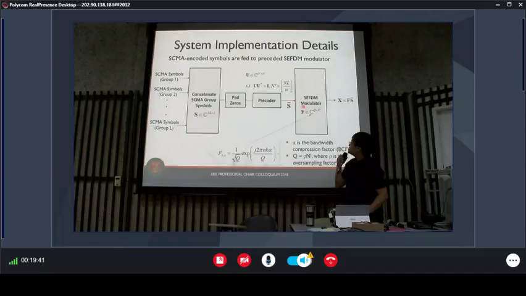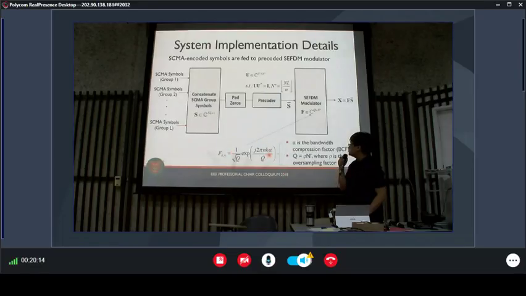Now, the elements of this matrix F are denoted by this expression. The kth row and the nth column of this matrix F is given by 1 over square root of Q times e to the j 2 pi n k alpha over Q. This has some similarities with the inverse discrete Fourier transform formula, with the addition of this parameter alpha.